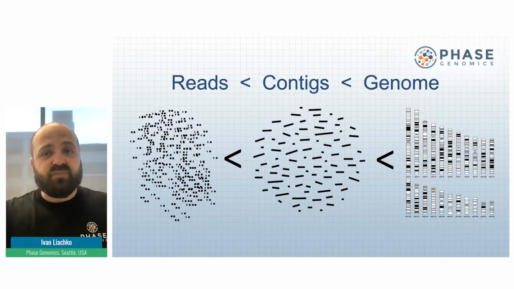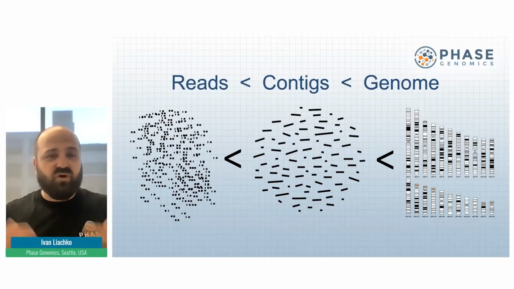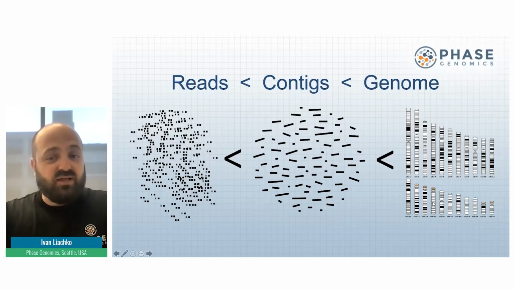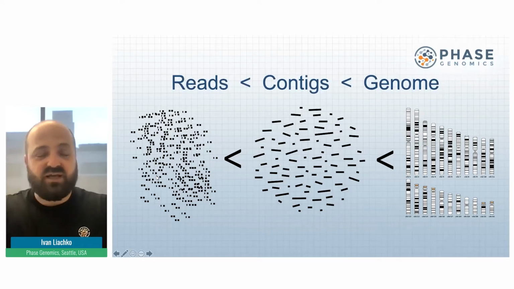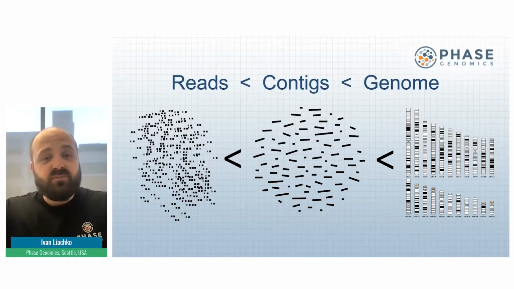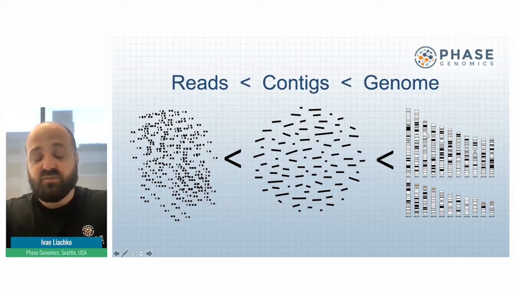At Phase, we're all about genomes. We do a lot of genome assembly. And of course, in order to get to a genome, you have to start with sequence data. That sequence data comes in the form of short or slightly longer reads, which then have to be assembled into contigs, which you then try to turn into chromosomes.